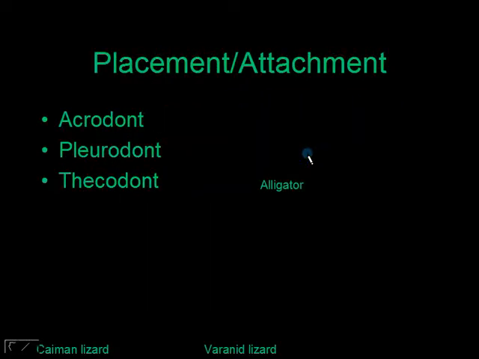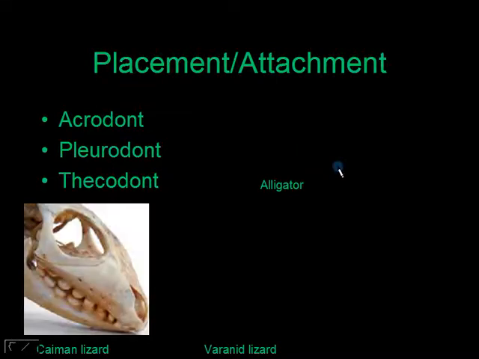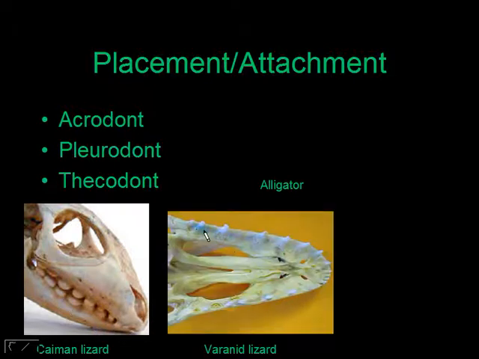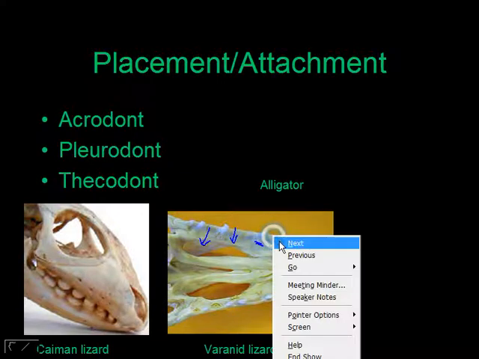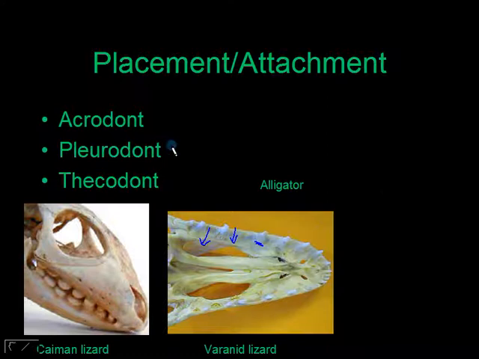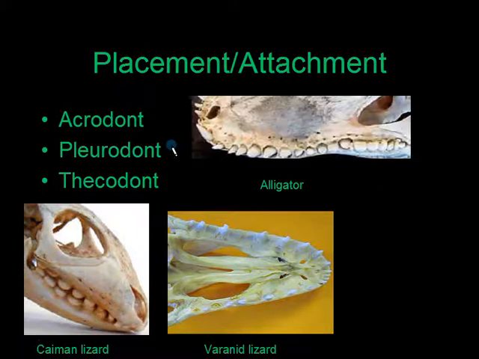As for the attachment, you can be an acrodont, in which the teeth are set flat on the jaws. You can be a pleurodont, where the teeth are located more lingually, so they're a lot more inner. You can see here, they're set here and not here. And you can also be a thecodont. I used an alligator, but of course an example would be mammals, in which the teeth are set in sockets that we call alveoli.